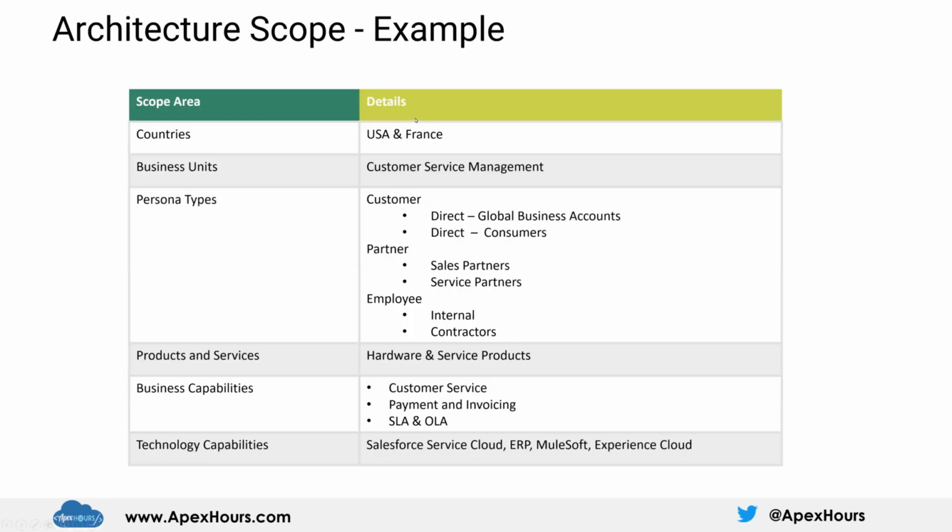This is just an example of what I presented in the previous slide. Here the countries could be USA and France. The business unit could be customer service management. The roles could be customers, partners, employees, as well as agents. It could be products as well as services, and capabilities like payment and customer service, for example, which can be enabled by Service Cloud. Also, you might require an ERP for supply chain management as well as for finance systems. We also have the integration layer and Experience Cloud for the portals, predominantly for partners and customers.